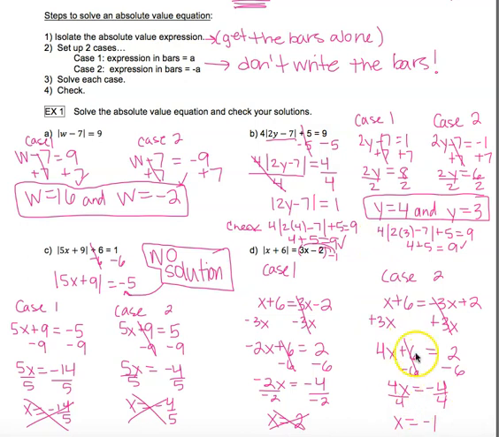So then, when I go over to case 2 to check the -1, -1 plus 6 is 5. The absolute value of 5 is 5. And on the right side, I get 3 times -1 is -3. Minus 2 is -5. 5 does not equal -5. So this one is also a no solution.